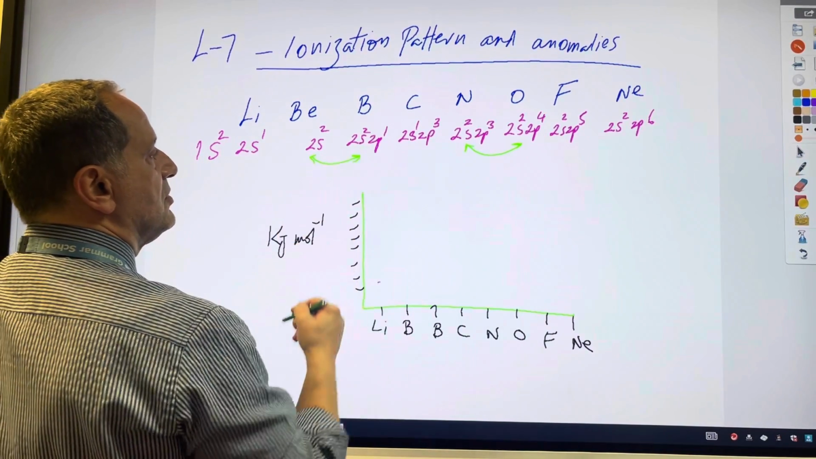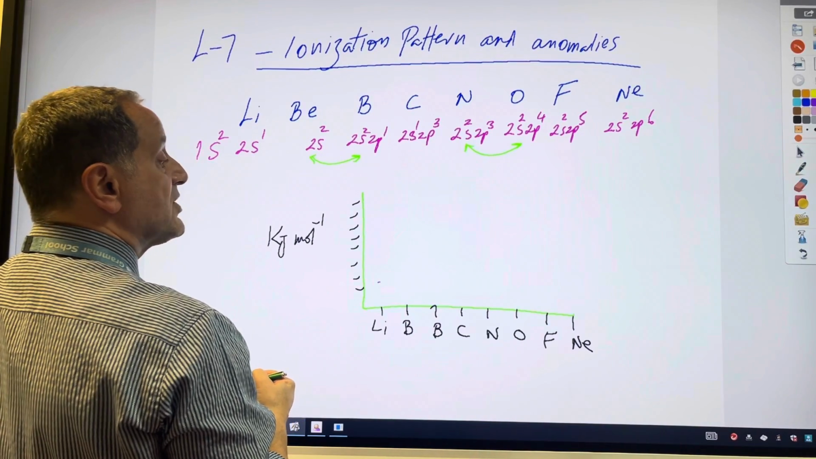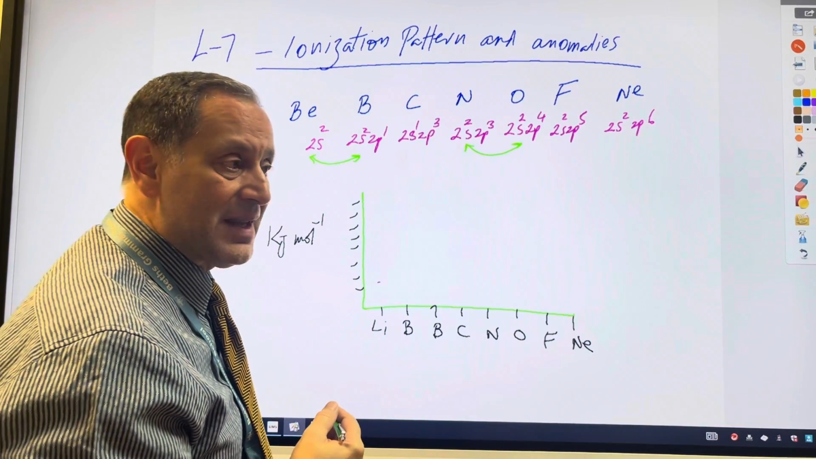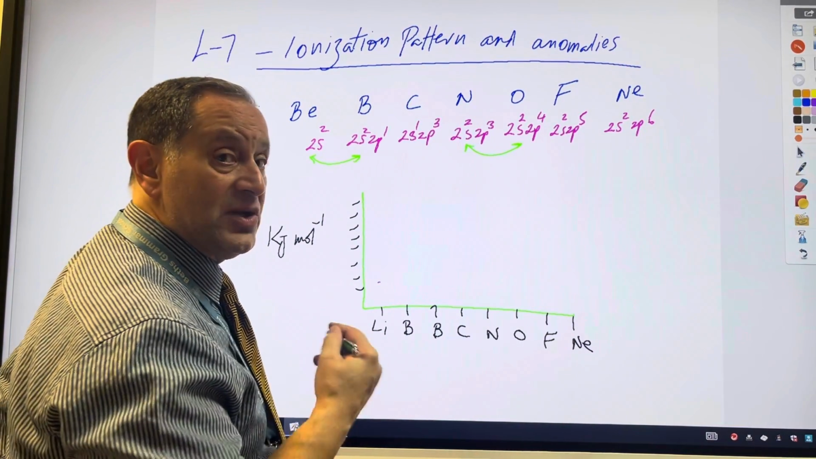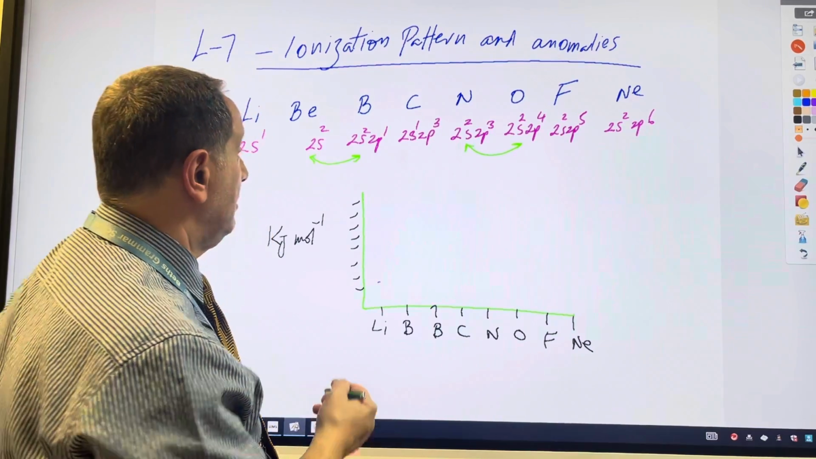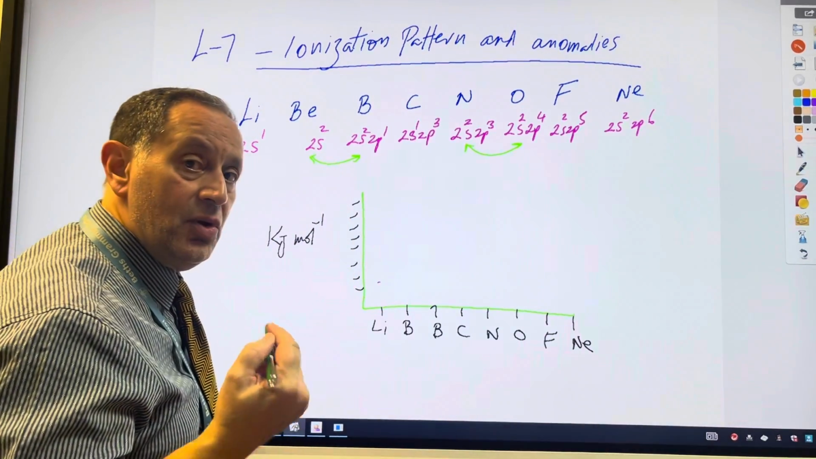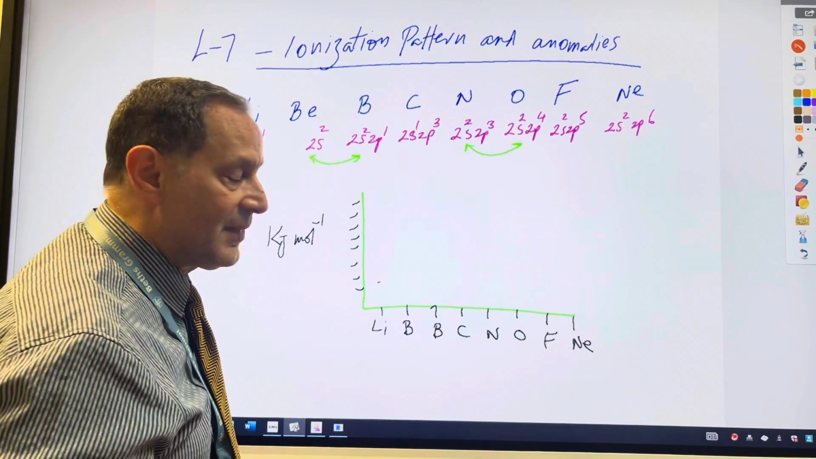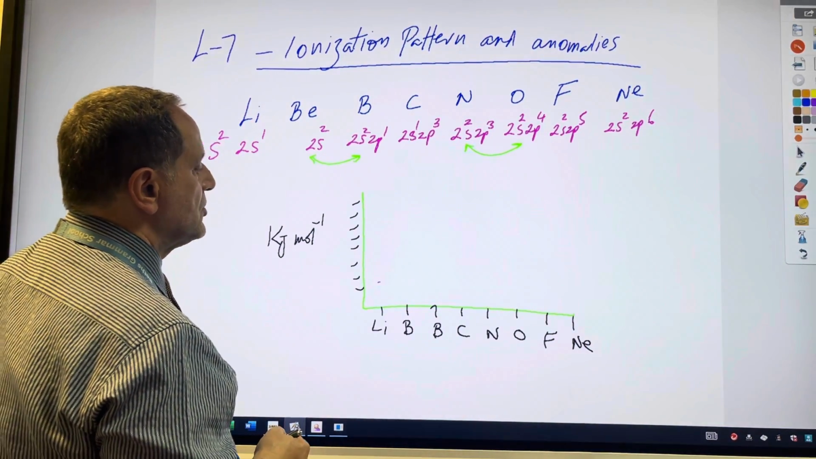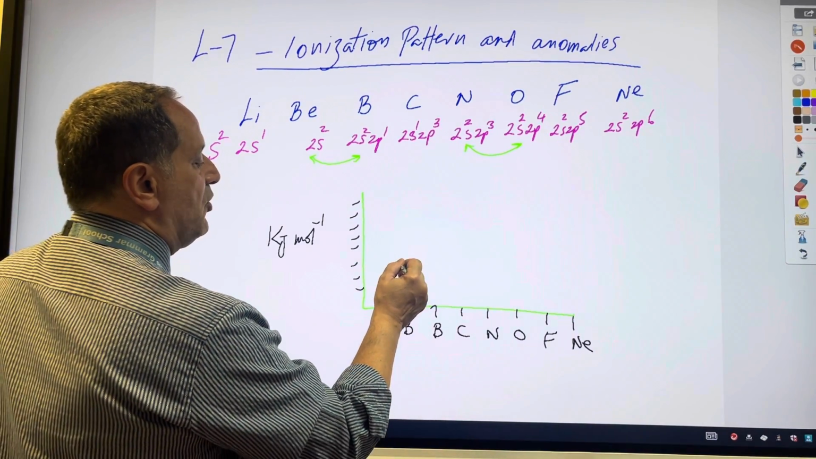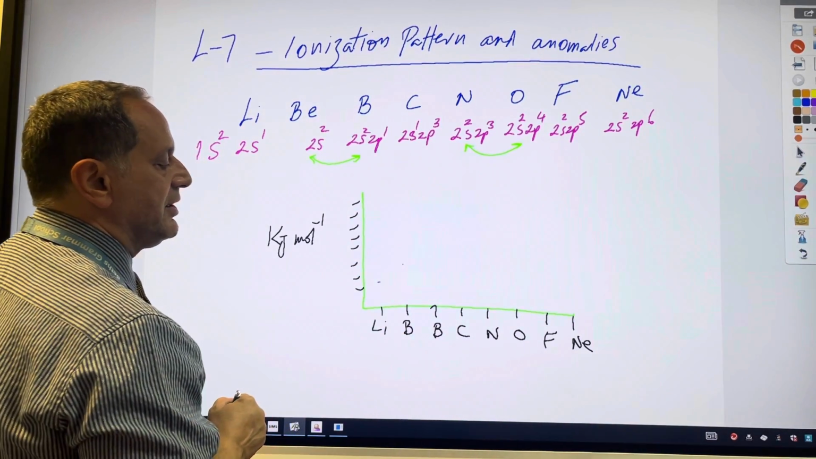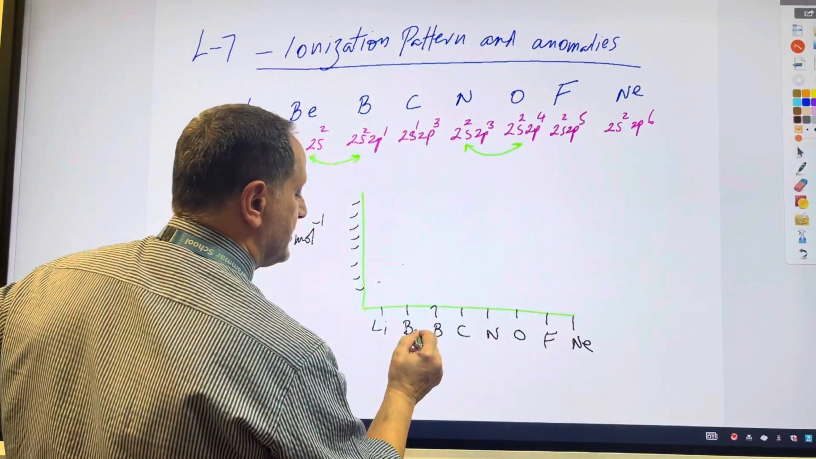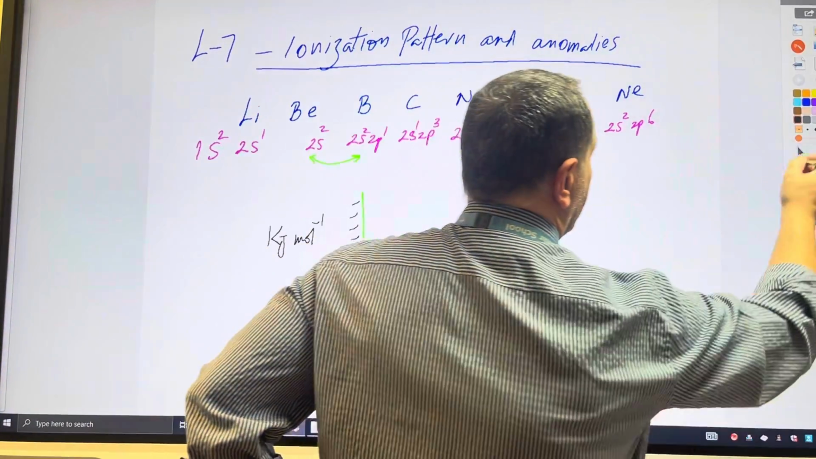Beryllium is 1s2, 2s2. The second shell has already started, right? And then the s orbital in the second shell is now full. And as you will know, full orbitals will be relatively stable, right? So let's say beryllium, you have to spend more energy throwing an electron out of beryllium. Sorry, I did not write the E there. So that is our good friend beryllium.